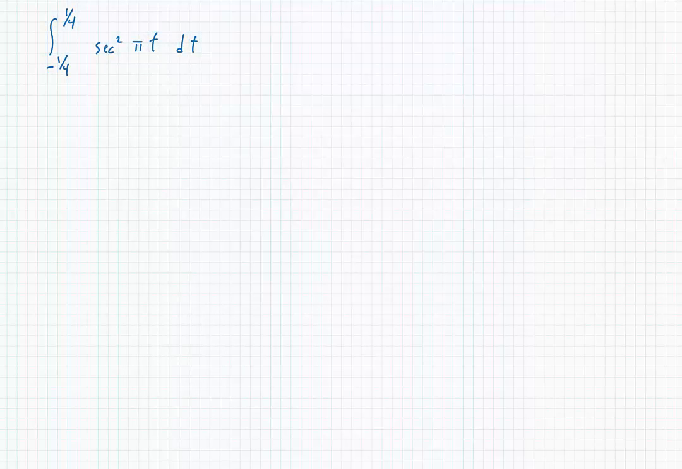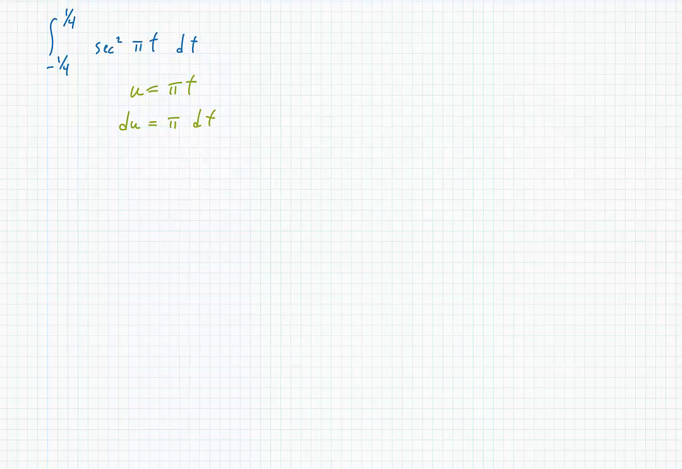Here's one more example of a definite integral that involves u substitution. This is a trig example. I'm going to let u be equal to pi t. Right? We don't know how to deal with those angles when they're more complicated than just the variable letter. That's going to make du equal to pi dt.